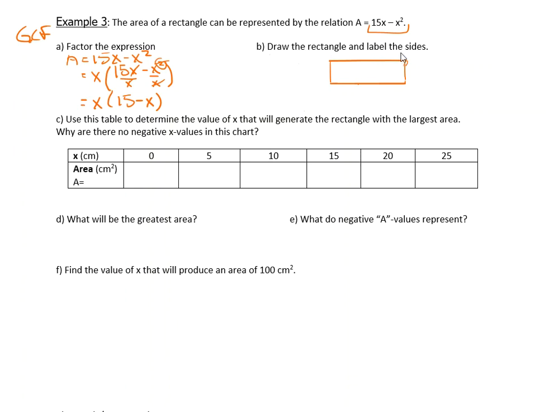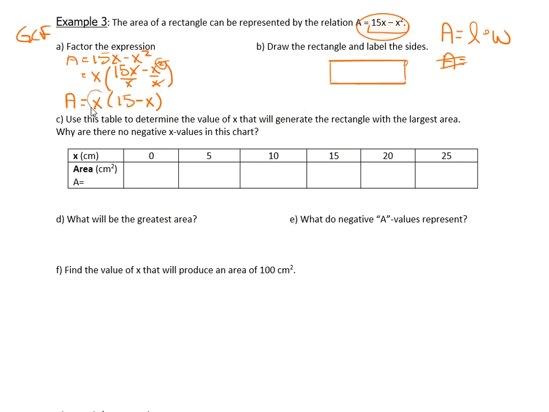So draw the rectangle and label the sides. Remember what the original question was? The area of a rectangle can be represented with this. So we took this expression and we factored it right here. Once it's factored, now you have, remember, area is equal to length times width. But in this format, I can't tell what the length and what the width are. So what I do is factor it, and then I can say my area is, or actually let me go over here, this is my area.